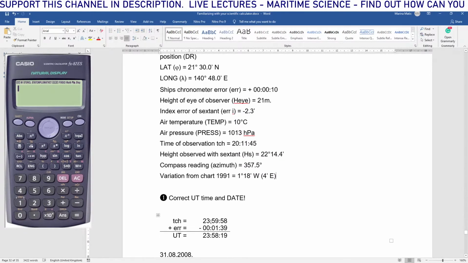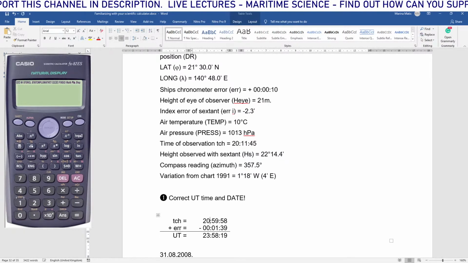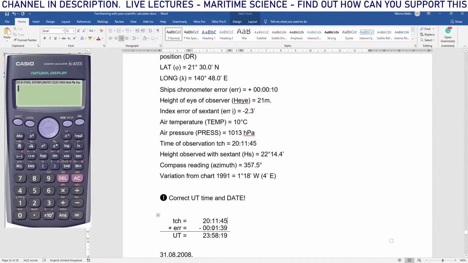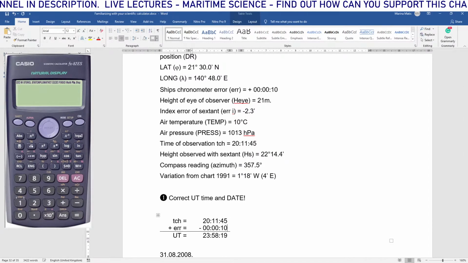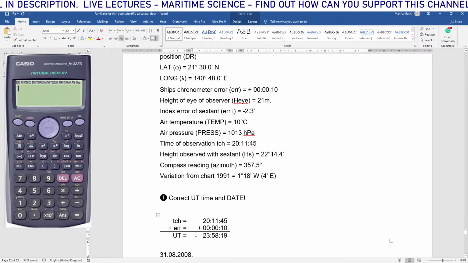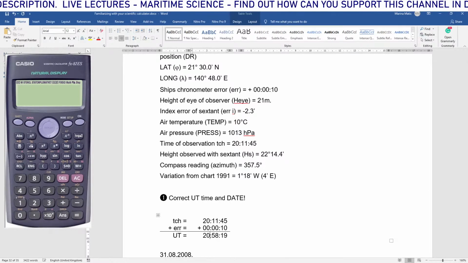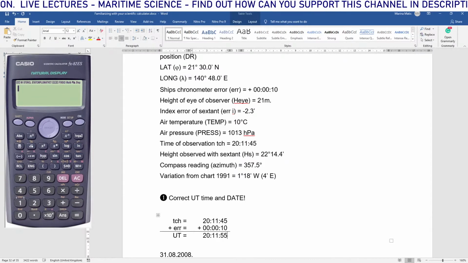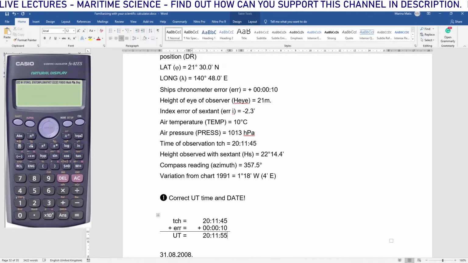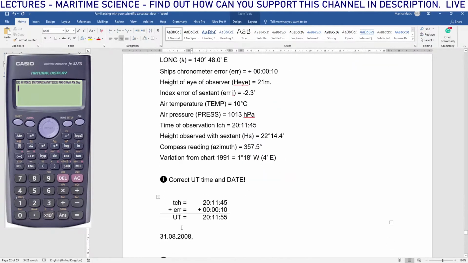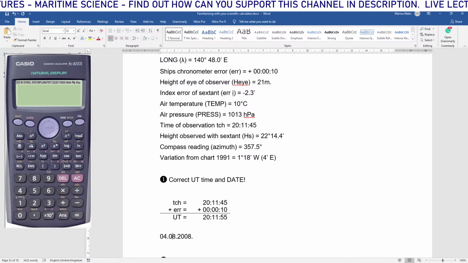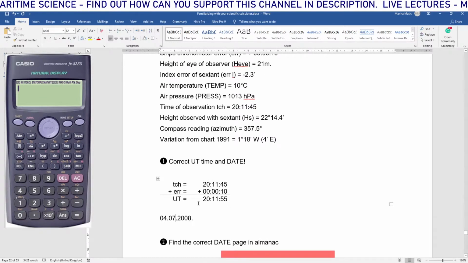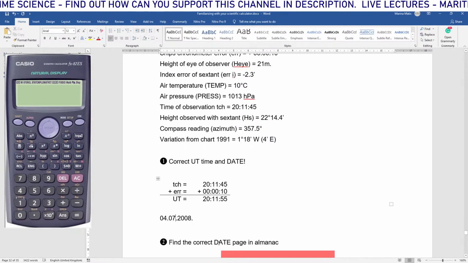So the first step is always the same. We cannot do anything without knowing the exact time. So our time is 20:11:45, and the error is just 10 seconds, and 10 seconds positive. So that means we are at 20:11:55. This is the exact UT time of observation, and the date remained the same, so it's 4th of July. We didn't cross midnight, so the date stays the same. So this is the date that we need to use to enter the almanac, and we need to find the correct date page.